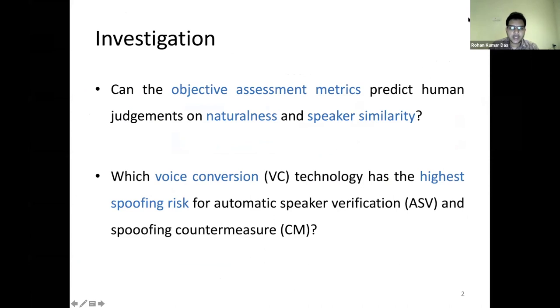First one is, can the objective assessment metrics predict human judgments on naturalness and speaker similarity? And the second aspect is, which are the voice conversion technologies that pose the highest threat for spoofing attacks against automatic speaker verification and countermeasures? Next slide.